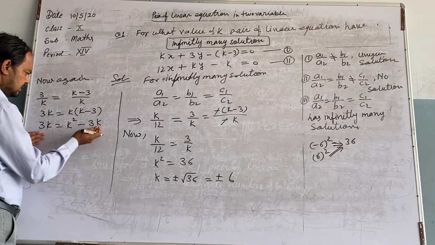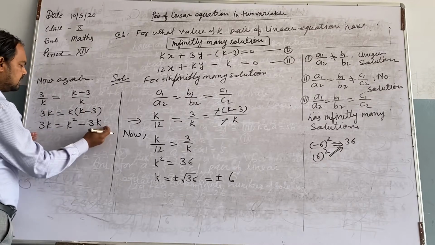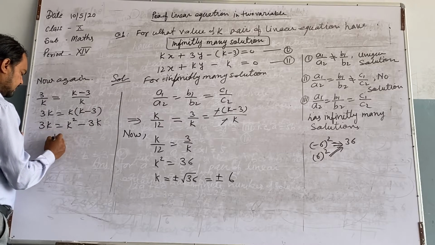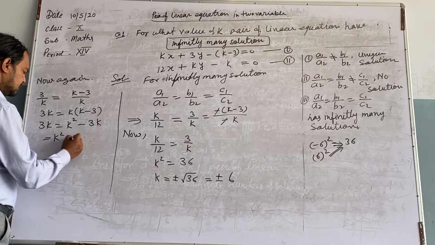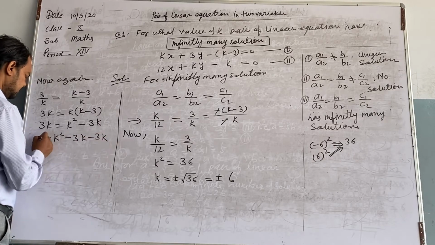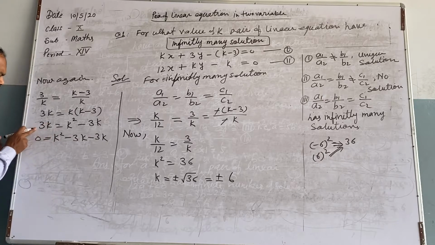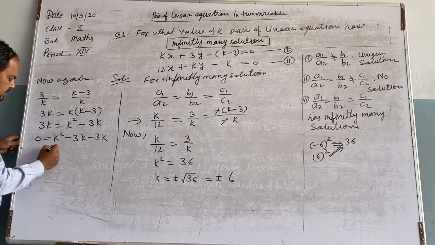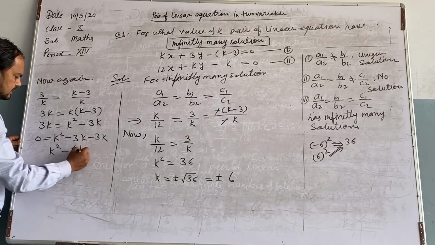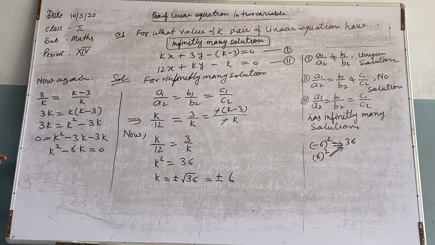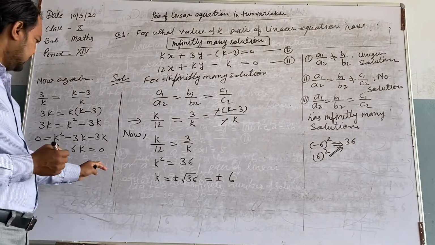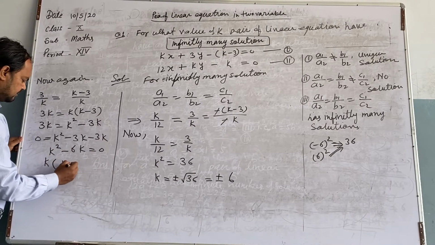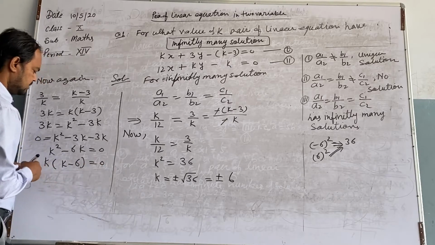This 3k can be transferred here. So this is k square minus 3k minus 3k, and this will be 0. The 3k we transferred to the right side, and here it becomes 0. This 0 can be written anywhere: k square minus 6k equal to 0. We can write 0 on the left or the right, anywhere. Now you should take k as a common factor here. If k is common, this will be k minus 6 equal to 0.